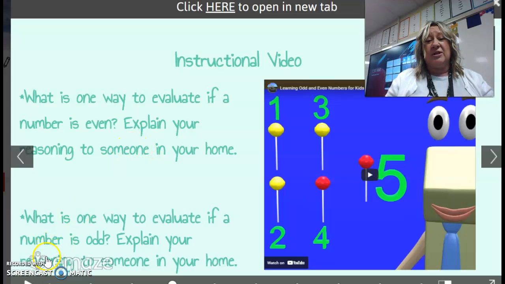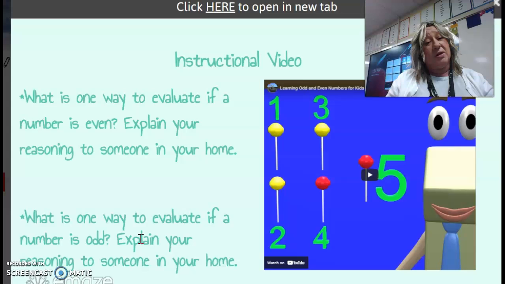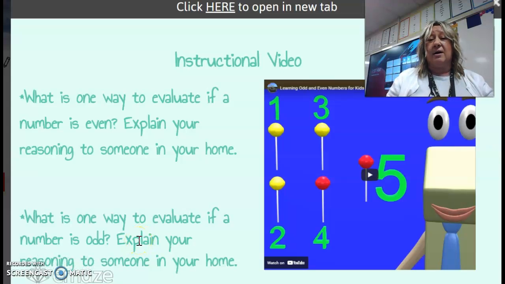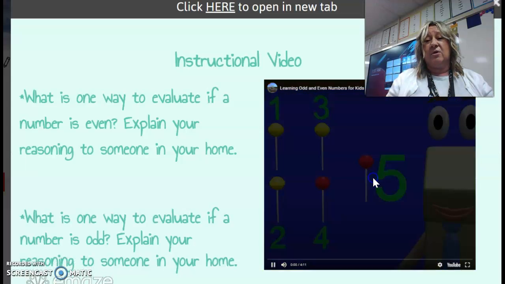And then the second question down here is, what is one way to evaluate or decide if a number is odd? So what would you say? Maybe, guy left out. That could be a good one. So after you watch the video, maybe it'll give you a couple more things to say so you can decide if something is odd, and you can tell somebody why it's odd, okay? So I'll get this video started and we'll hear it for a sec and then it'll go off, all right?